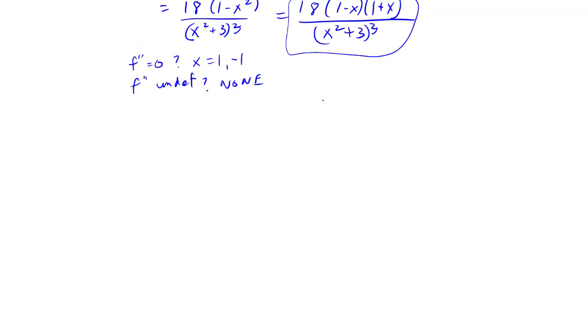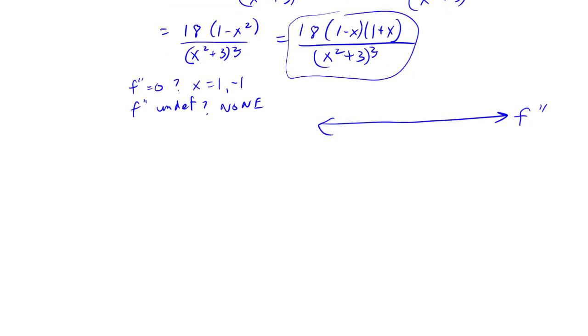So if I go to my chart now for my second derivative, make sure we can see it. All right, so I'm going to be putting negative 1 and 1 on this. And then I'm going to be plugging in values into my second derivative here. So the 18 is not going to affect anything. The x squared plus 3 cubed, even though it's cubed now, the x squared plus 3 is always positive. So I really just have to look at what happens to 1 minus x, 1 plus x.